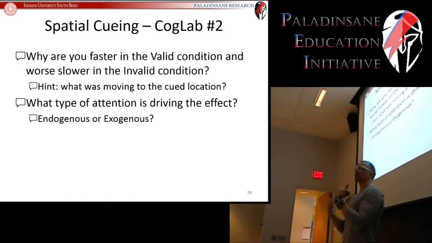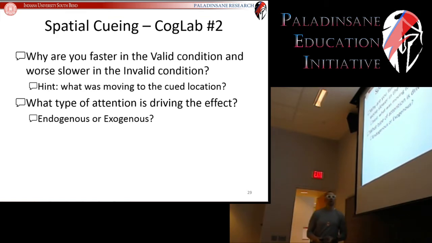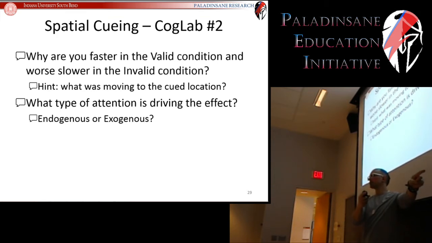We know how arrows work, and we were told in the instructions the arrow is going to point to the location. So when we move our attention to where the arrow is pointed, that's goal-directed. That is a goal-directed form of attention that's endogenous, coming from within. On the other hand, when we see the square, or when we detect the square, all of a sudden, wherever our attention is, it'll whip over to where the square is.